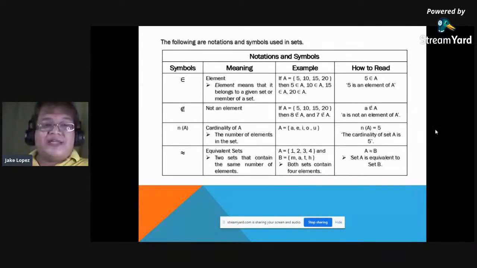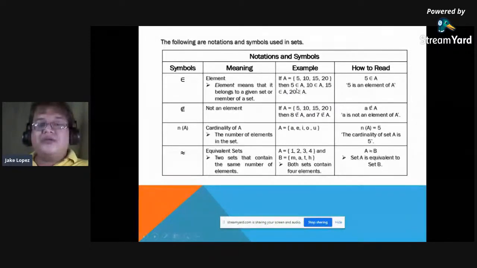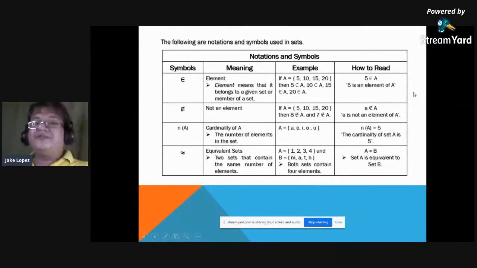So makita natin may parang letter E. This is the element symbol, which means that it belongs to the given set, or is a member of a set. For example, set A equals this. So we know that 5 belongs to, or is an element of, A. So ito yung pagbabasa sa kanya: 5 is an element of A.